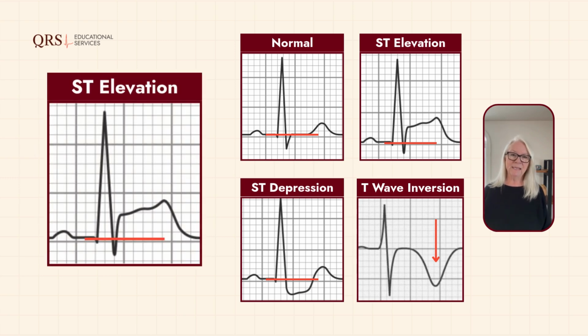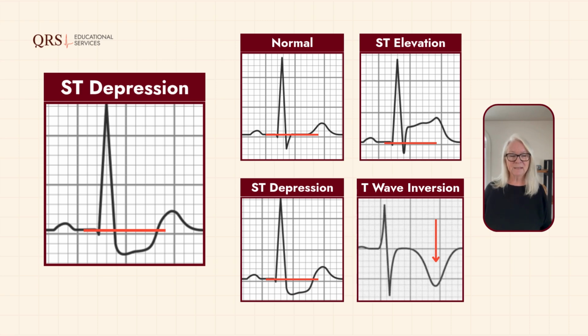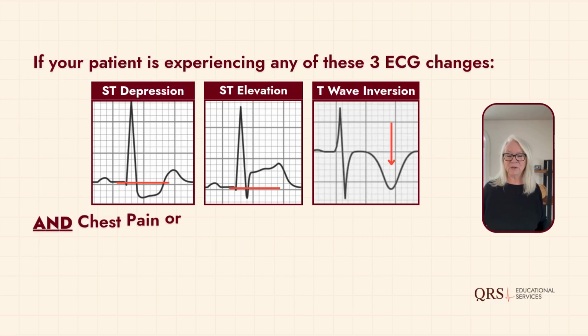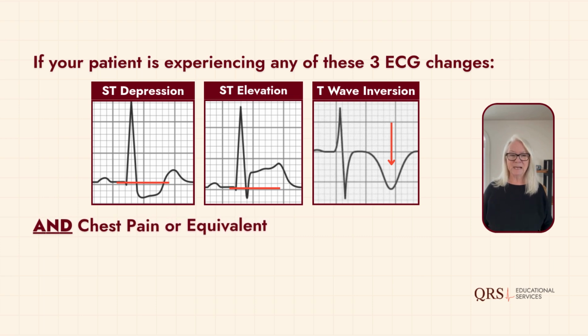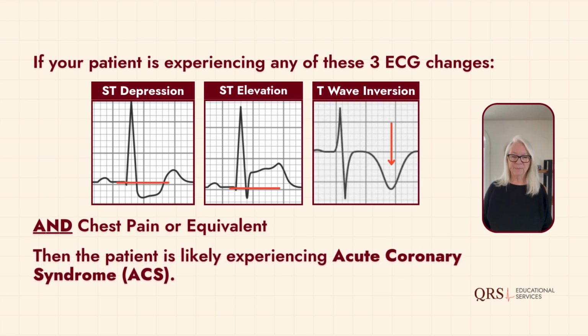Now, if you're seeing ST segment elevation or ST segment depression or T wave inversion, and your patient is also experiencing some type of cardiac presentation, then they are likely having an acute coronary syndrome. Intervention would need to be done right away in those particular situations.